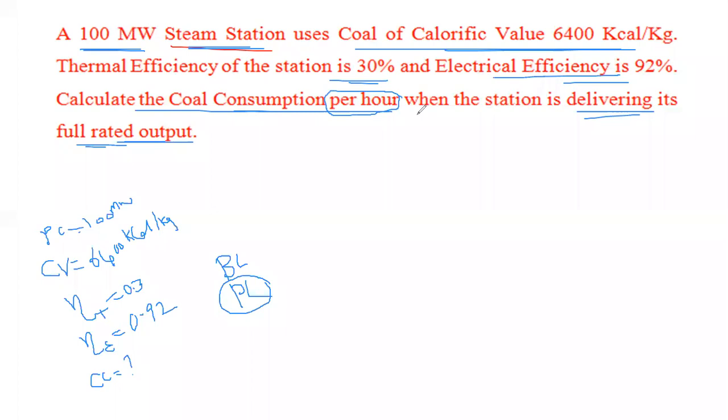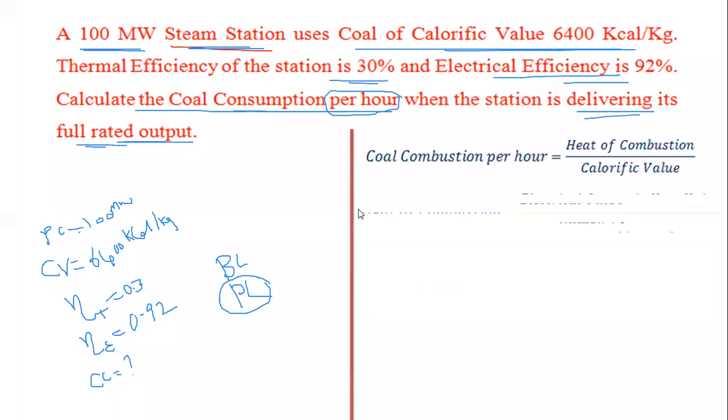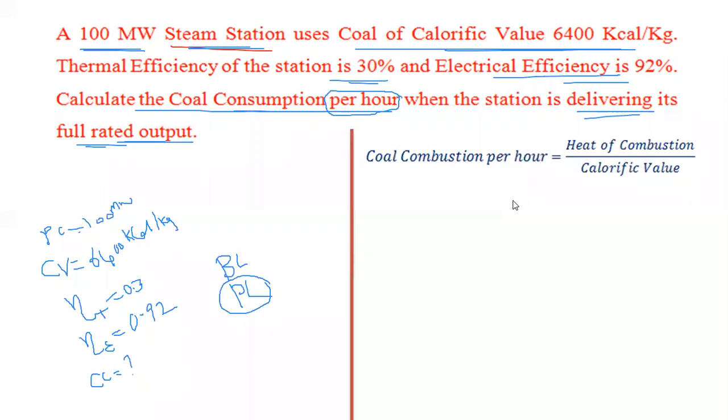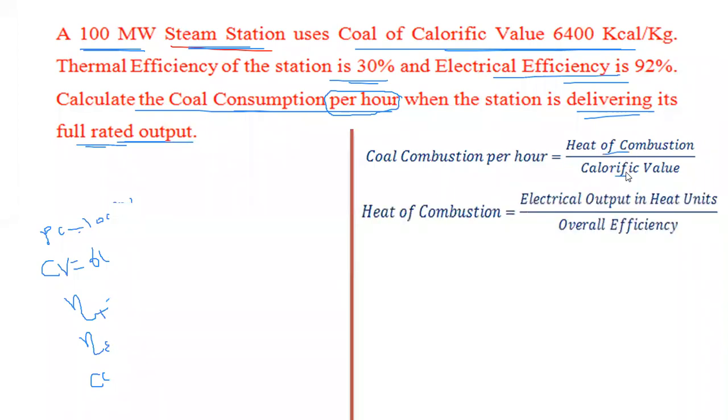The coal consumption per hour, the formula is heat of combustion by calorific value. Here the calorific value in the problem is given as 6,400.